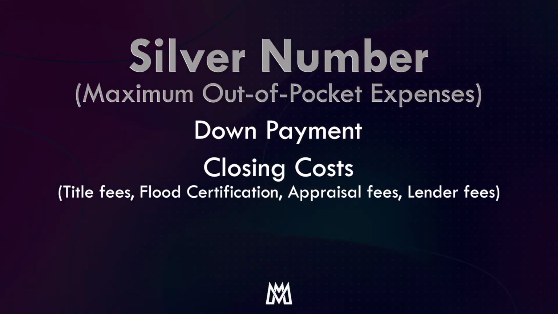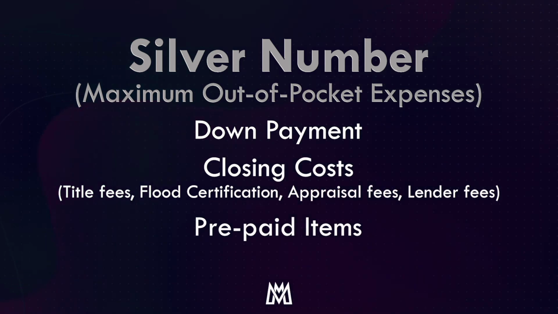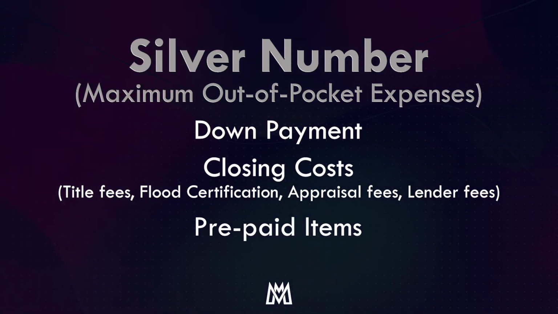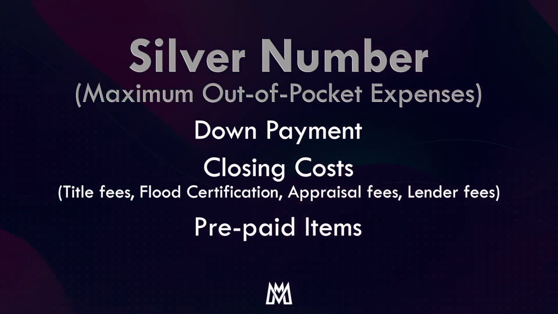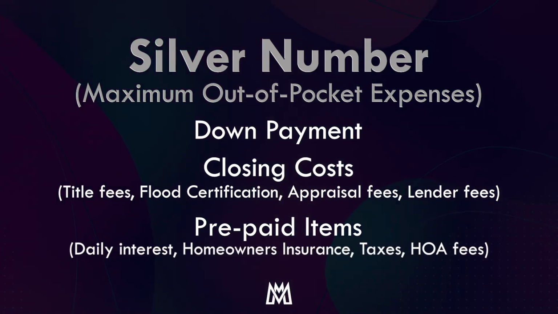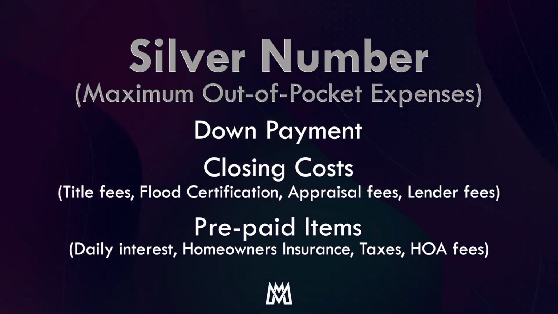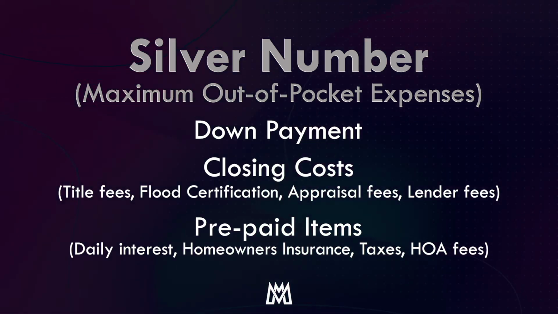Not only do you have closing costs, but you also have prepaid items. Prepaid items are going to be expenses that you're prepaying at closing. A few examples of this would be your daily interest charge, depending on what day of the month you're closing, or your homeowner's insurance, or taxes, or potentially HOA fees. So to calculate your final cash to close or your silver number, you need to make sure that you're including your down payment, your closing costs, and your prepaid items.